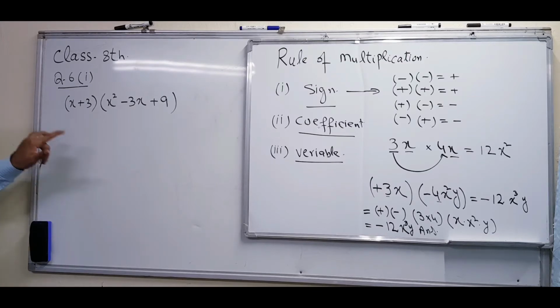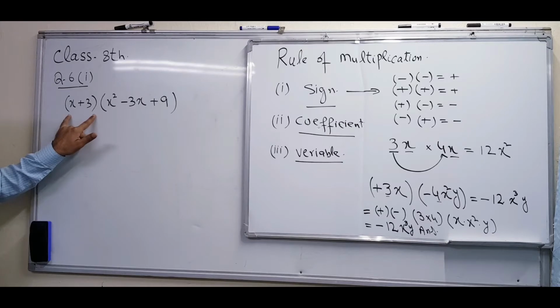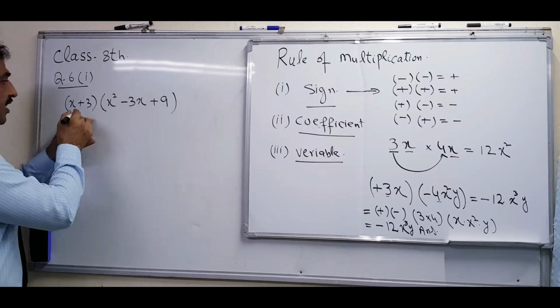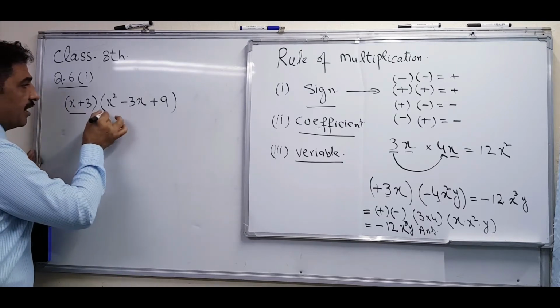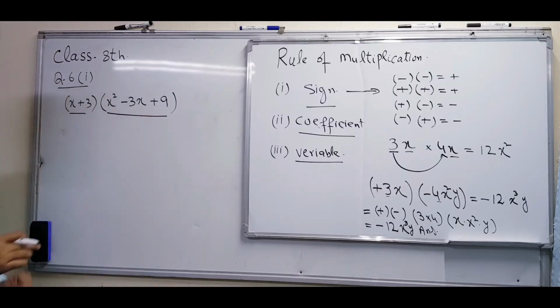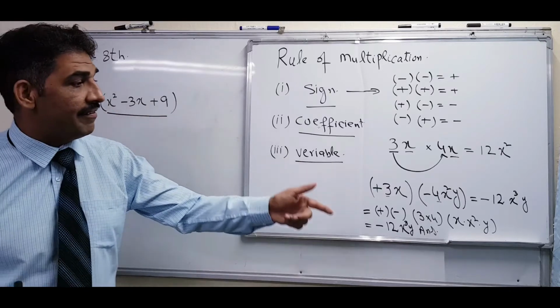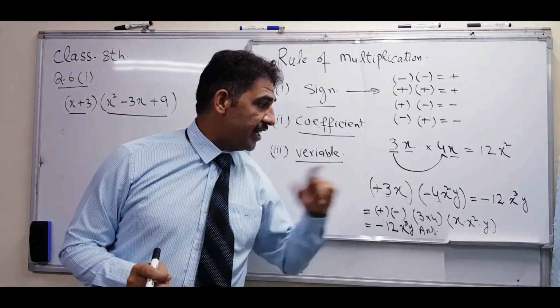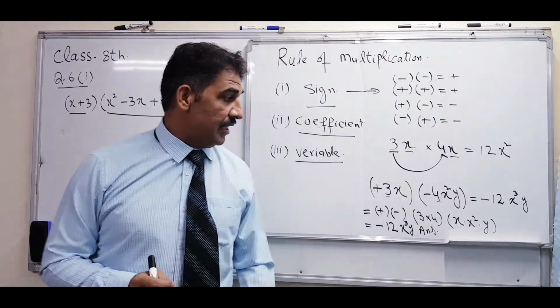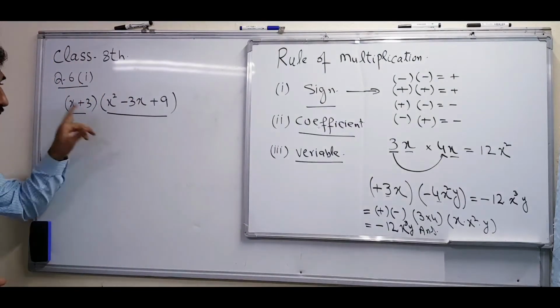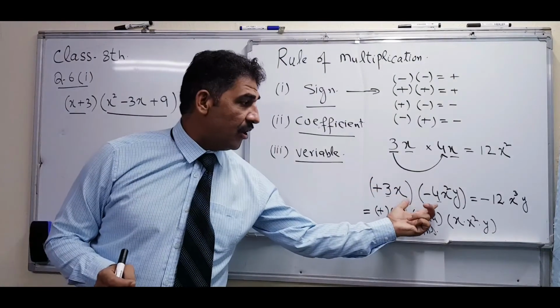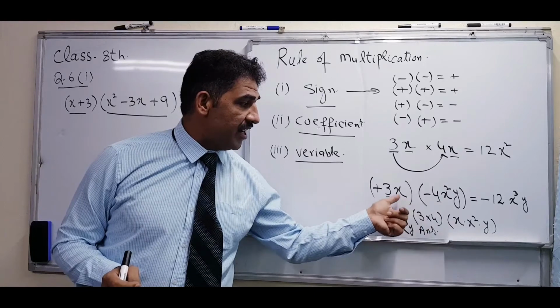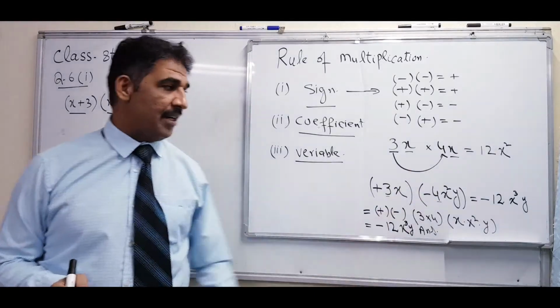I already told you the bracket indicates multiplication. There are two brackets. One bracket is this one and the second bracket is this one. These two numbers are multiplying. But what is the difference between this question and this question? There are only two terms, because there is one term and one term, we can simply directly multiply them.